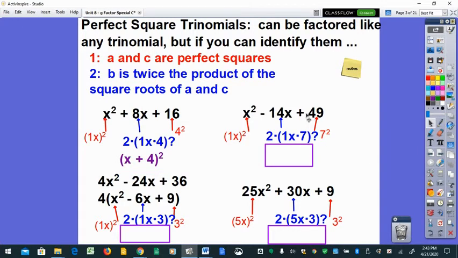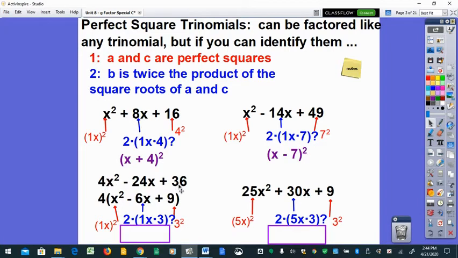So let's check out this one. Square root of x squared would be your 1x. Square root of 49 would be your 7. If I take 7 times 1x, that's 7x. Double it, it's 14x. This is a perfect square trinomial, but this time the two linear binomials that I write as my answer are going to have a minus in there, and they're the identical twins. So I'm writing it as x minus 7 quantity squared. This is the same thing as x minus 7 times x minus 7, but this is the better way to write it.